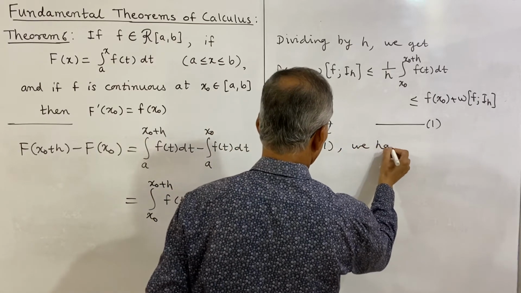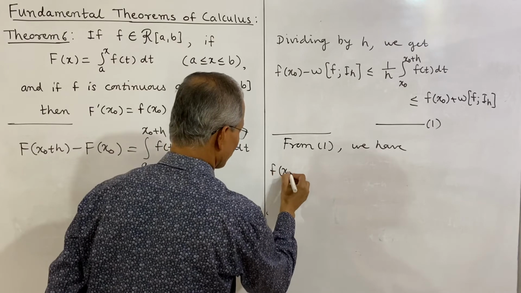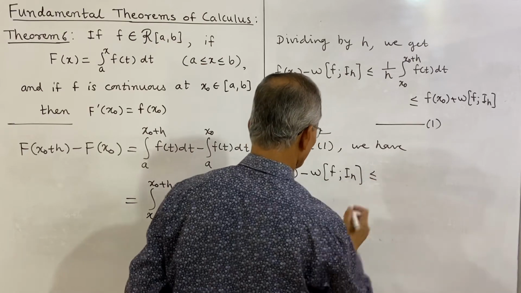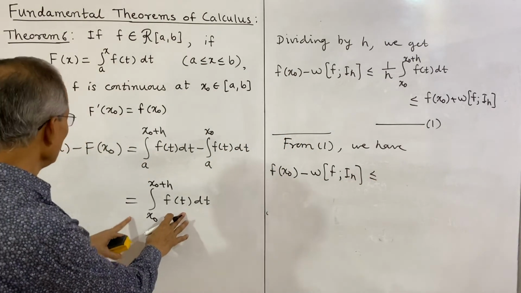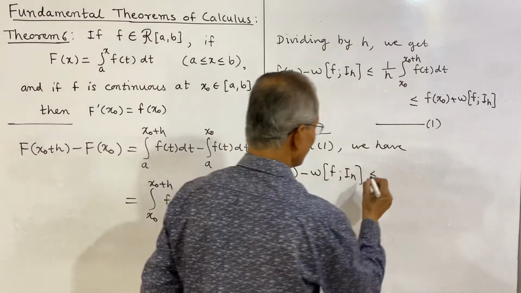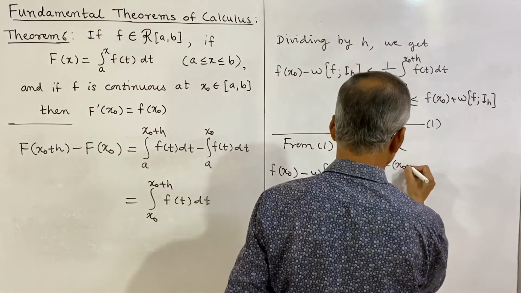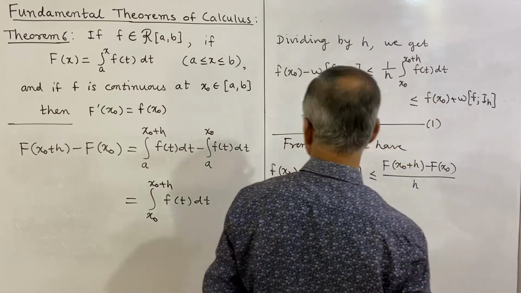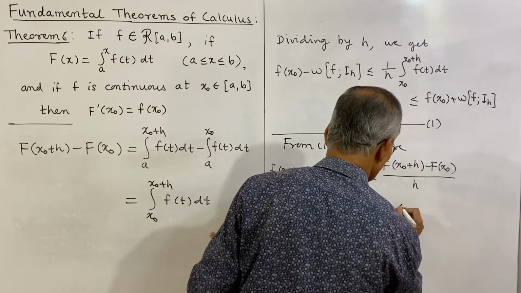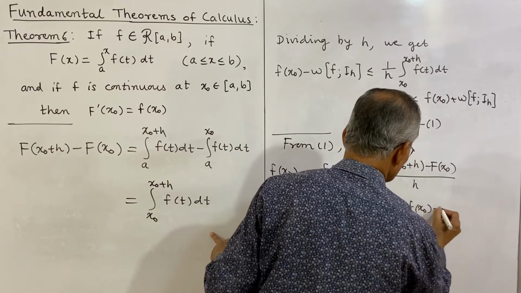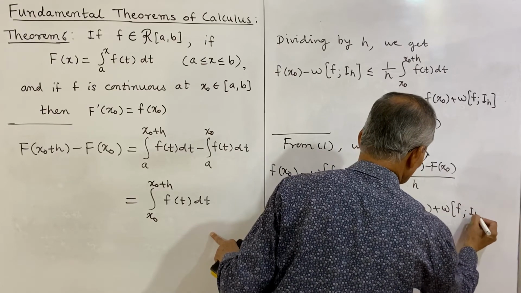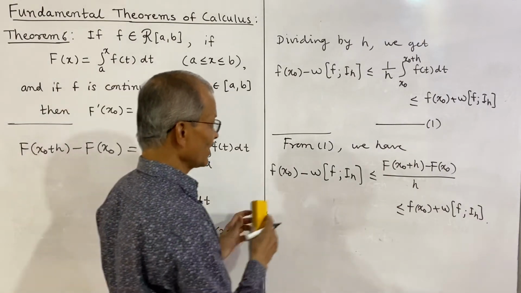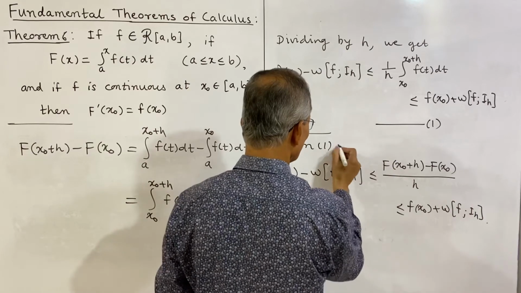Therefore, from 1 we have, see the left side is as it is: f of x naught minus the oscillation of f over I h is less than or equal to 1 by h into this integral, that will be f of x naught plus h minus f of x naught divided by h, and that is less than or equal to the right side. So that is less than or equal to f of x naught plus the oscillation of f over I h. So this is what we have, or you may suppose this as second, and we can write from 1 and 2. We have used 1 and 2.